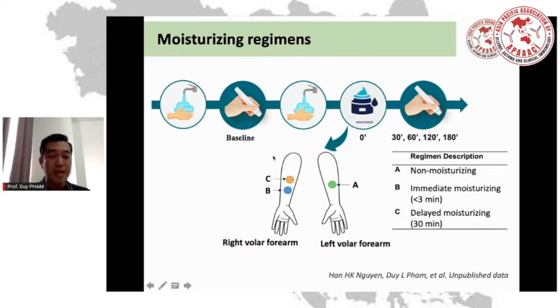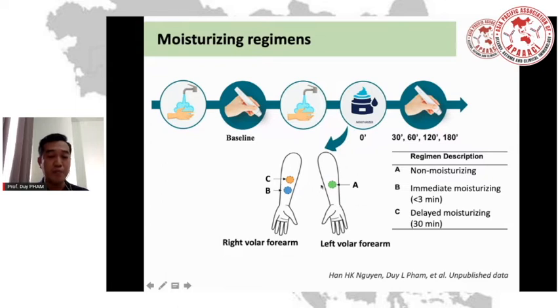Firstly, we measure the baseline SCH and TEWL level, and then the study subjects washed their forearm. We apply the different regimens of moisturizing on their forearm.